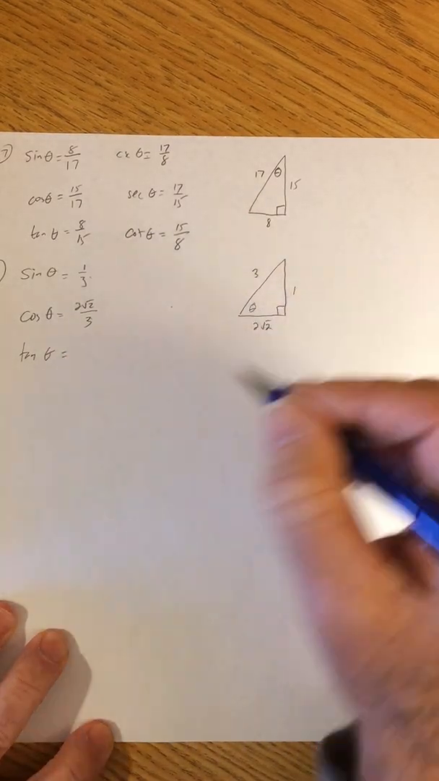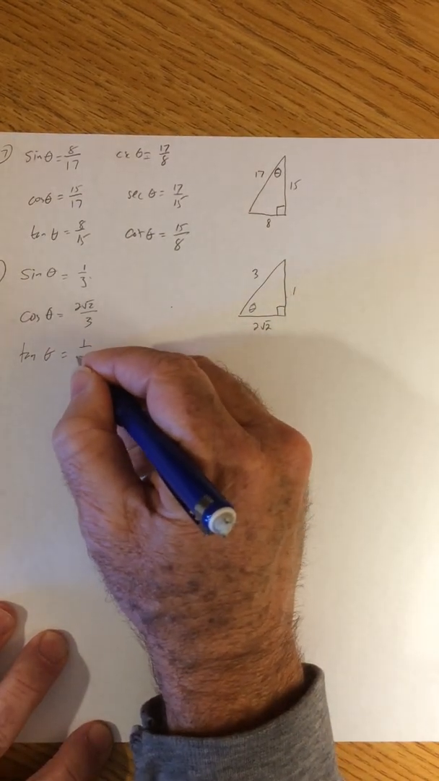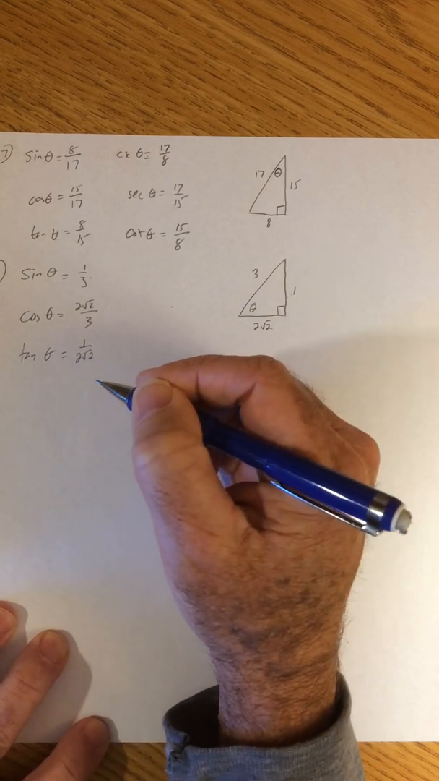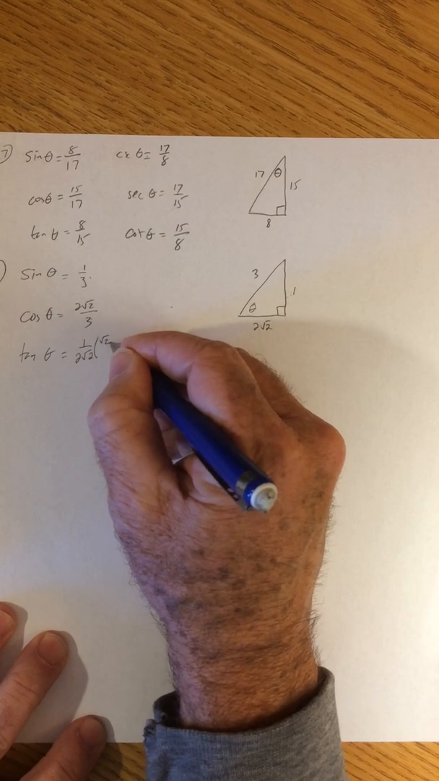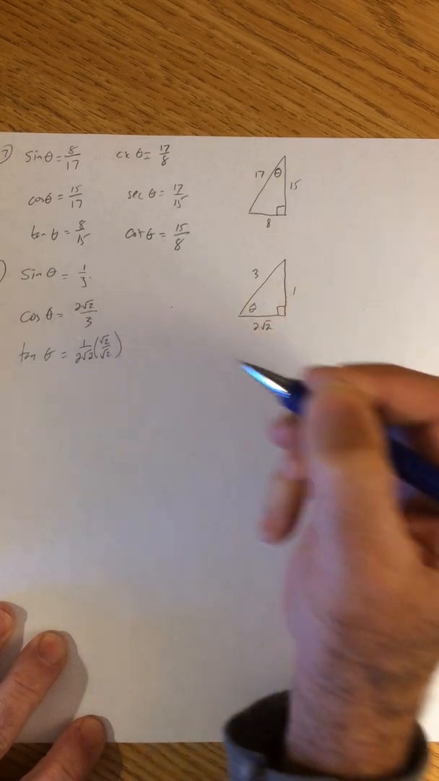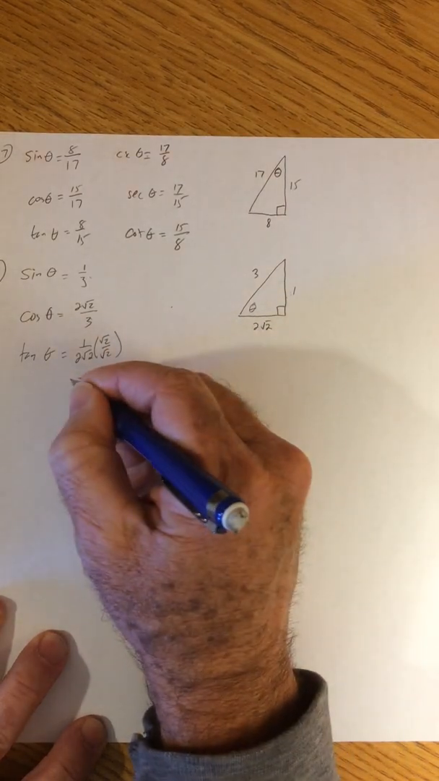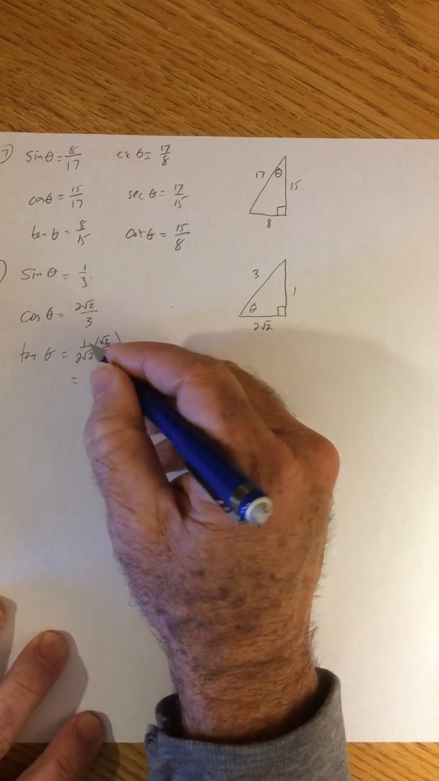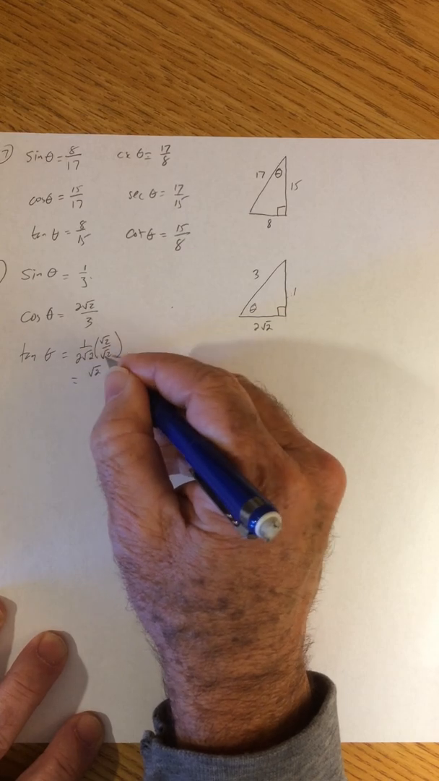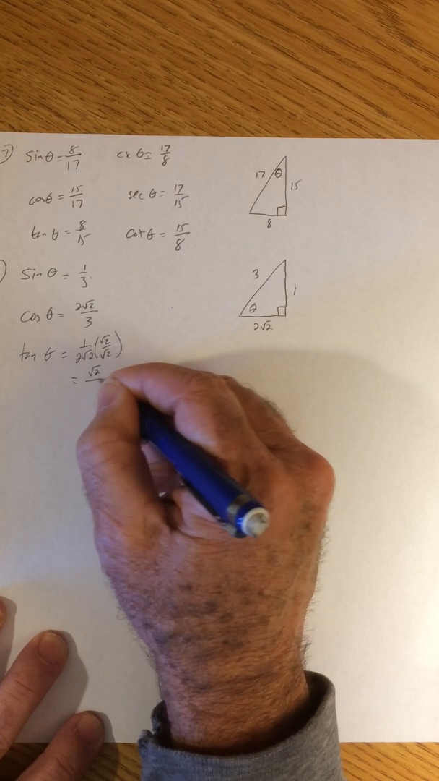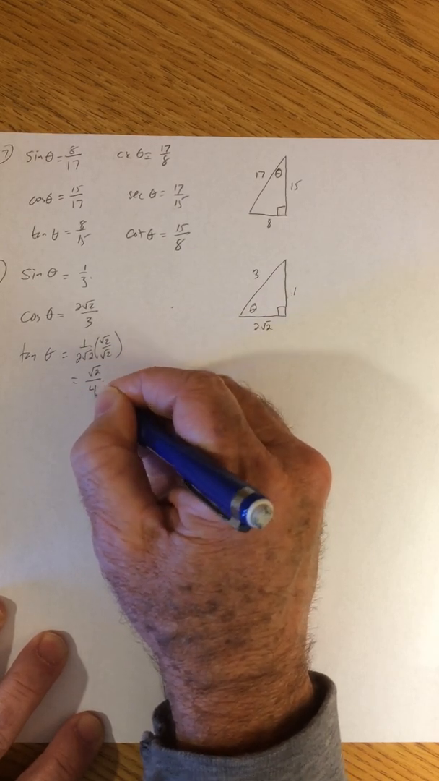Tangent, opposite 1 divided by 2 square root of 2. All right, now we're not going to leave that square root of 2 down there. We're going to rationalize this by multiplying by the square root of 2 over the square root of 2. So tangent, I'm going to put that right down here. The square root of 2 up here. 2 times the square root of 2 times the square root of 2 is 2, so that will be over 4.